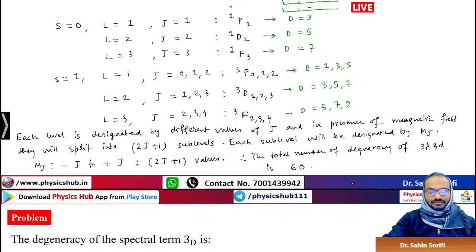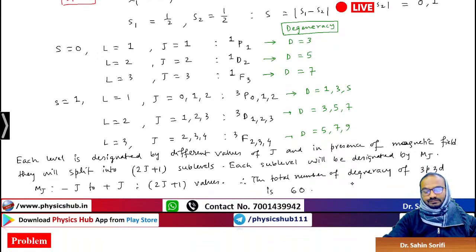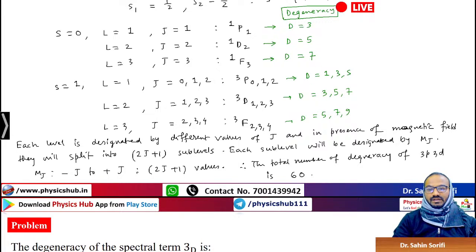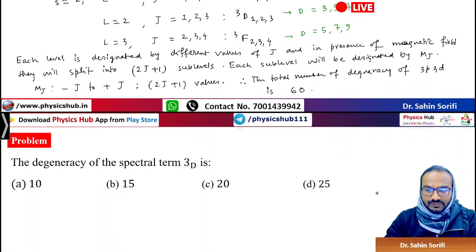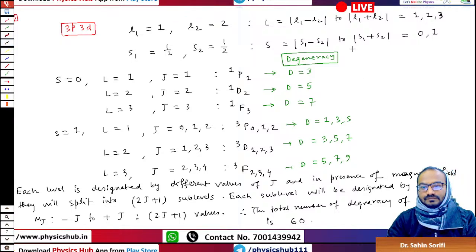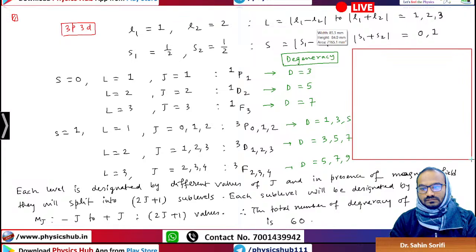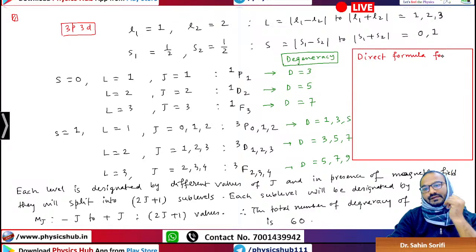I'll share with you a short trick to find out this total number of degeneracy in a short way. You add all these numbers, you will get 60. Okay. Now I don't have space. I am giving you the short trick here. Here you can use a direct formula for finding degeneracy.